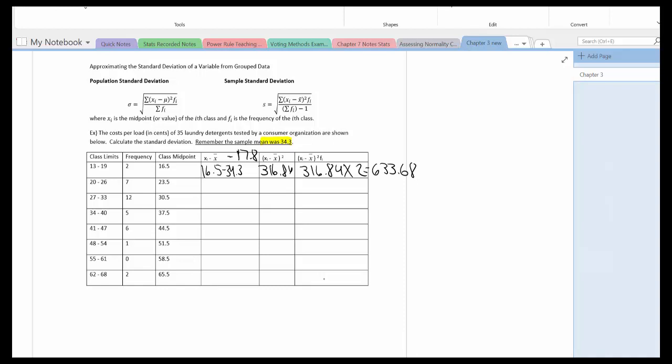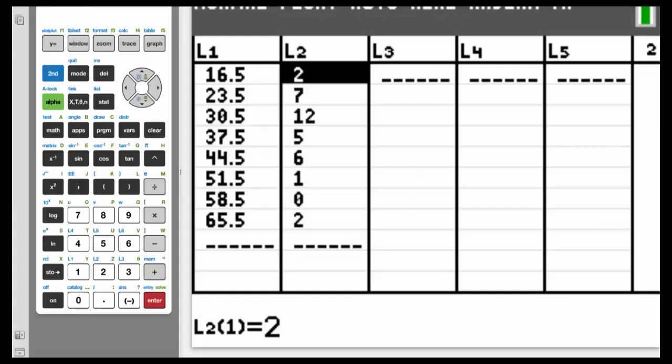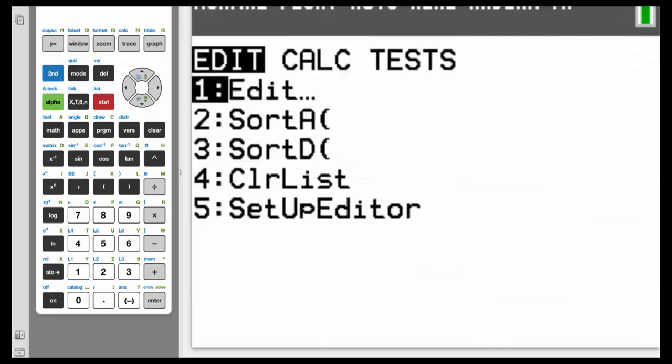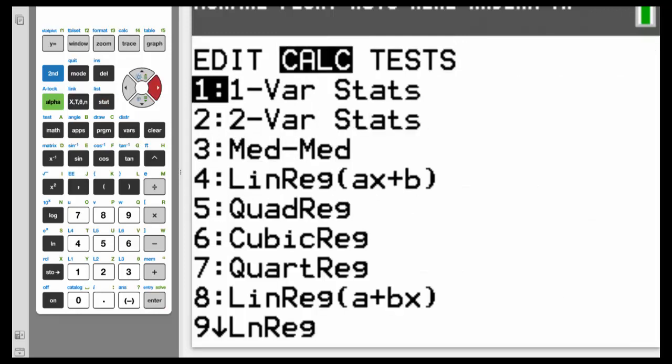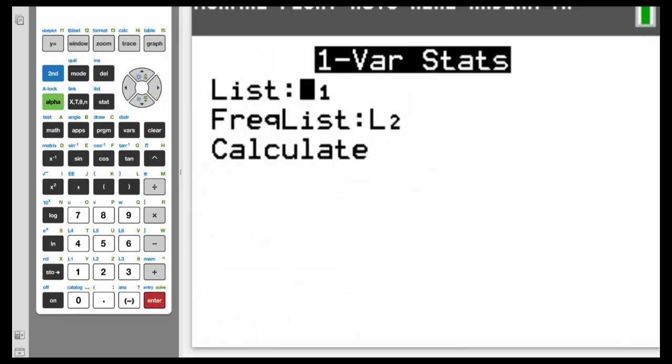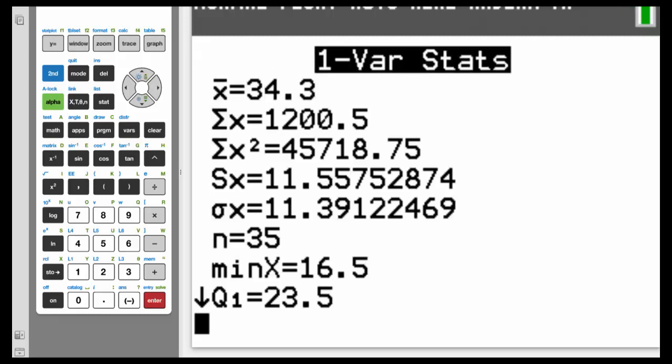So again, I can put this into the calculator. When you do this, the class midpoint is L1 and the frequency would be L2. So let's go to the calculator and do this now. Okay, so you see L1 and L2 have already been filled in for us. Once you type those in again, what do you do? Stat, highlight Calc, and we're going to 1-Var Stats. This is going to be exactly the same as what we just did for the mean. The list, which remember is the class midpoint, is L1. The frequency list, that's L2. Highlight Calculate, and hit Enter.